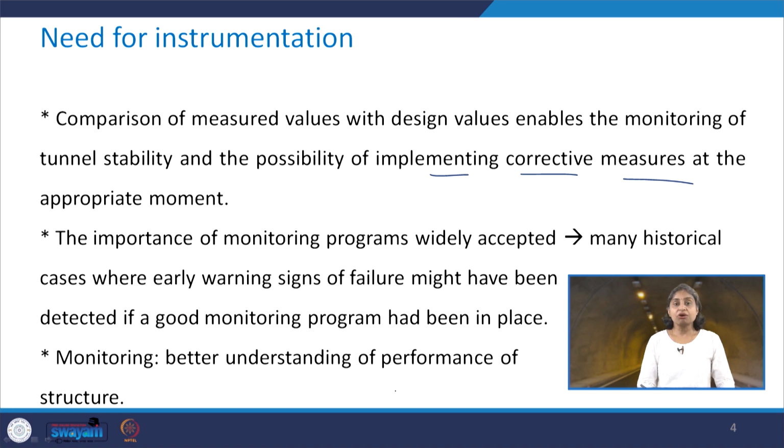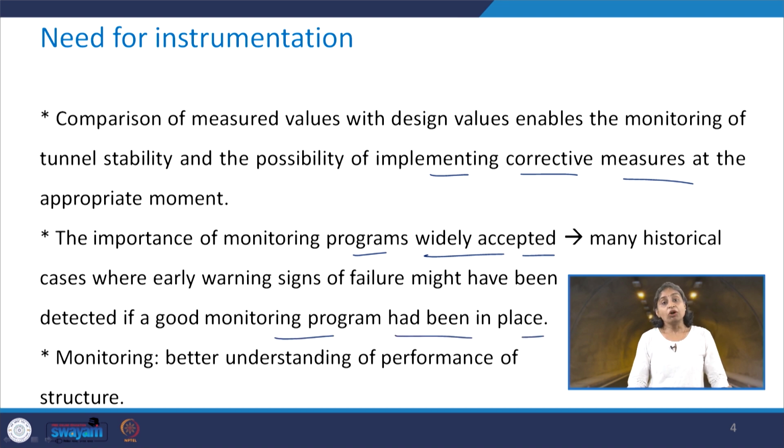The importance of monitoring programs is widely accepted. There are many historical cases where an early warning sign of failure might have been detected if a good monitoring program had been in place. Monitoring provides us a better understanding of the performance of the structure.